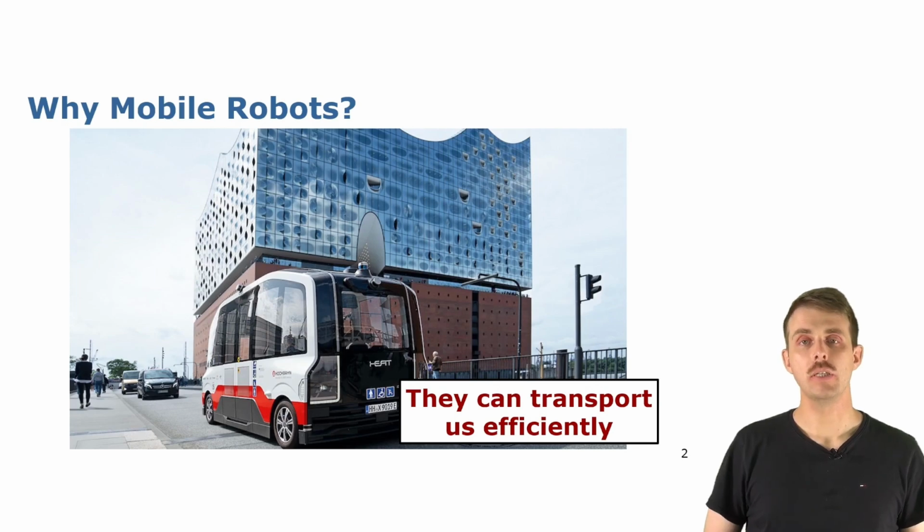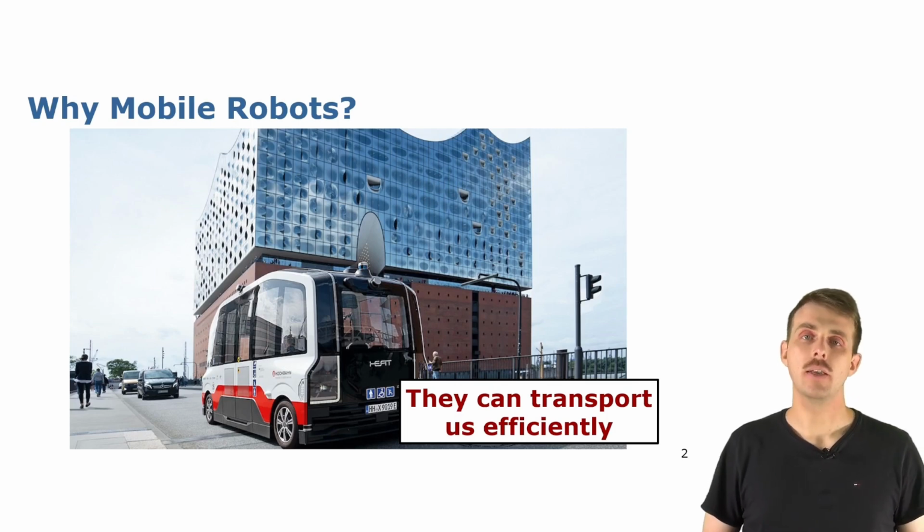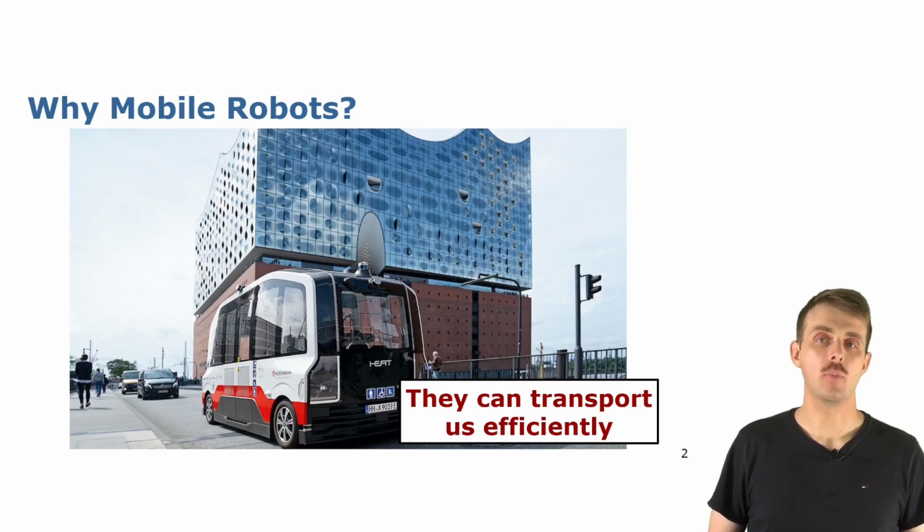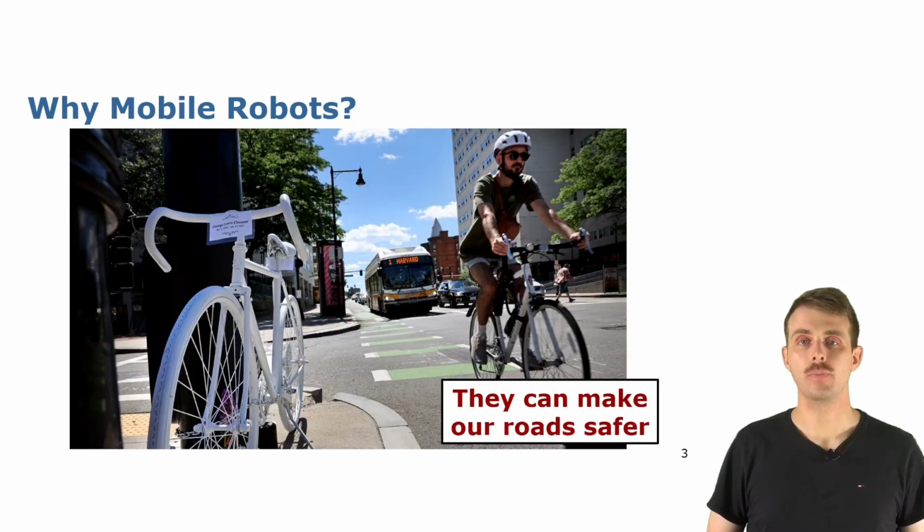And on this picture you see how they can transport us more efficiently. So here we have an autonomous vehicle that is able to transport people from A to B without the need of a human driver. And such systems can help us to reduce the number of cars in the city and therefore also reduce the number of traffic jams that we have.